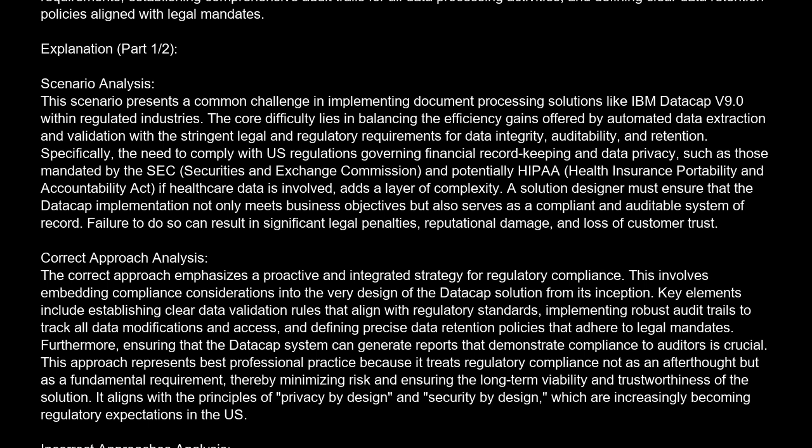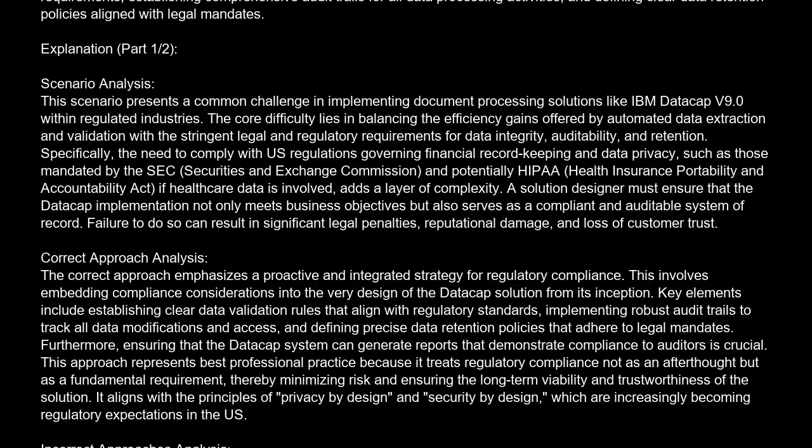A solution designer must ensure that the Datacap implementation not only meets business objectives, but also serves as a compliant and auditable system of record. Failure to do so can result in significant legal penalties, reputational damage, and loss of customer trust.